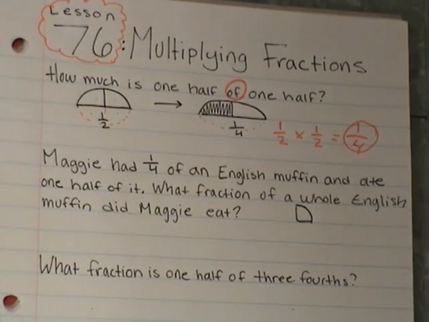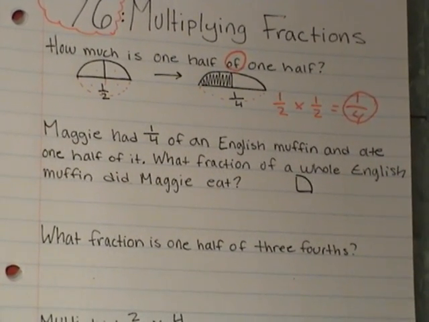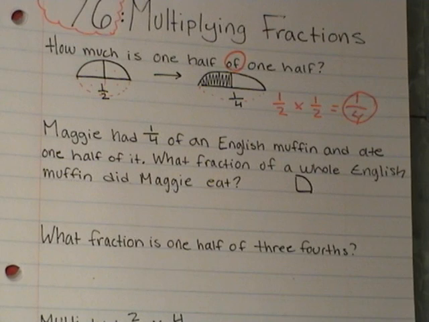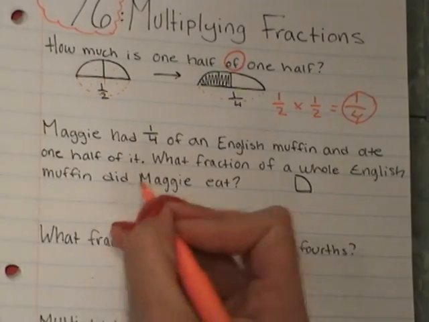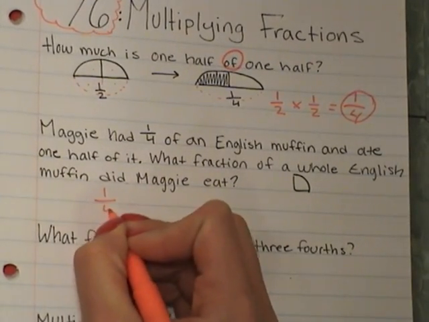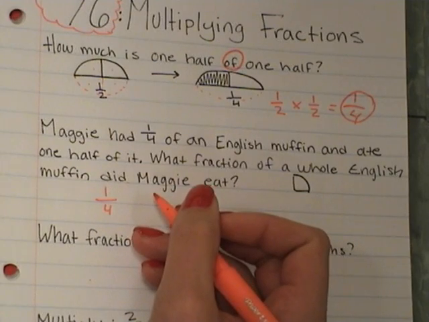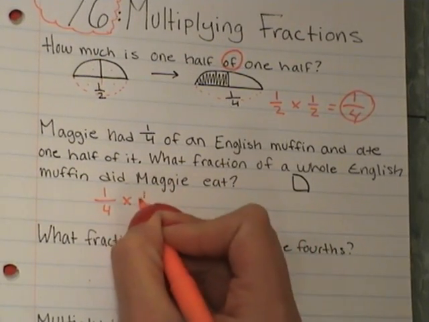Alright, and now on to the first example. Maggie had 1/4 of an English muffin and ate 1/2 of it. What fraction of a whole English muffin did Maggie eat? Go ahead, see if you can write down the problem, then see if you can do it by yourself. Okay, so let's see. Maggie had 1/4 of an English muffin, and then she really only ate a half of it. She wasn't that hungry, so she ate a half of it.